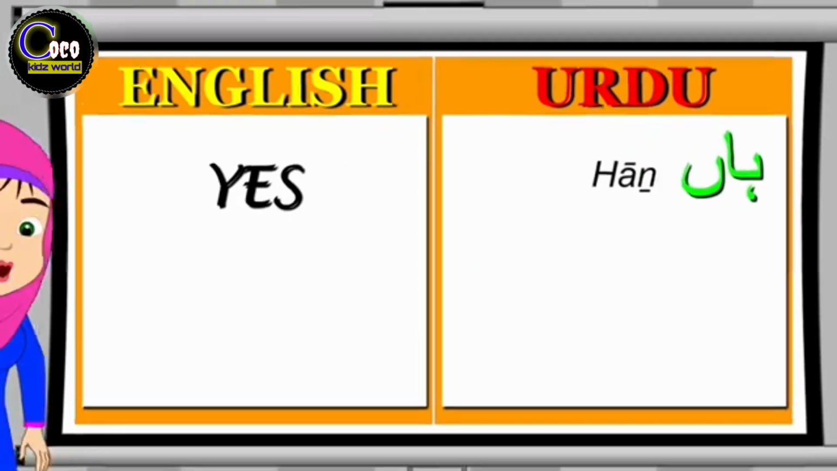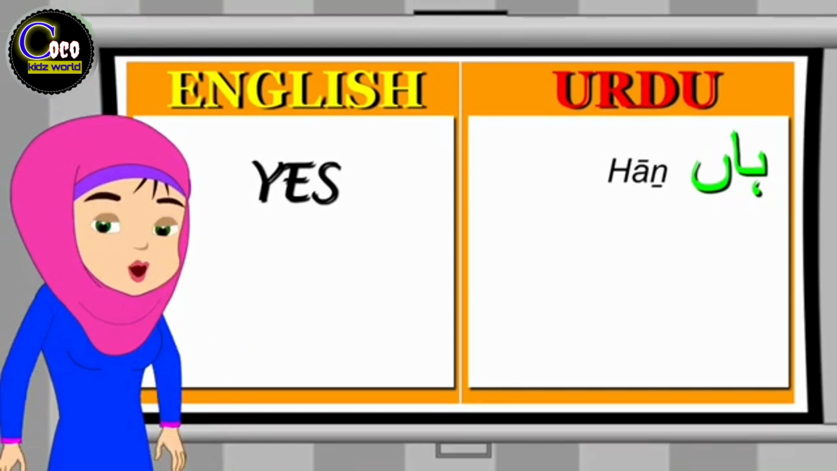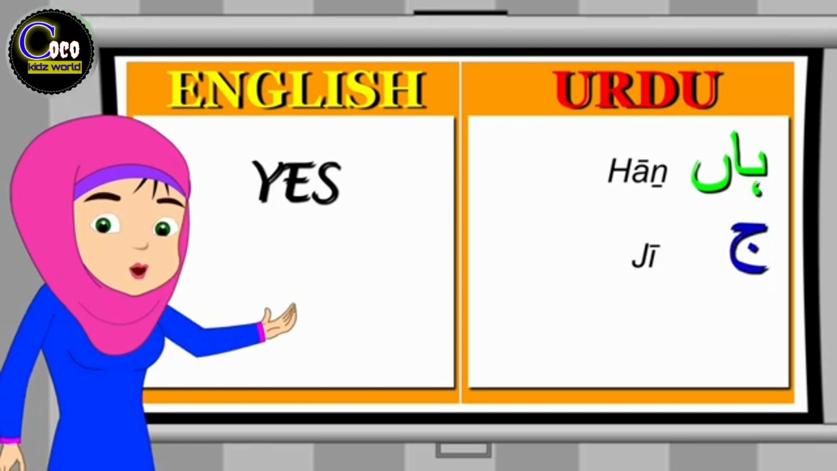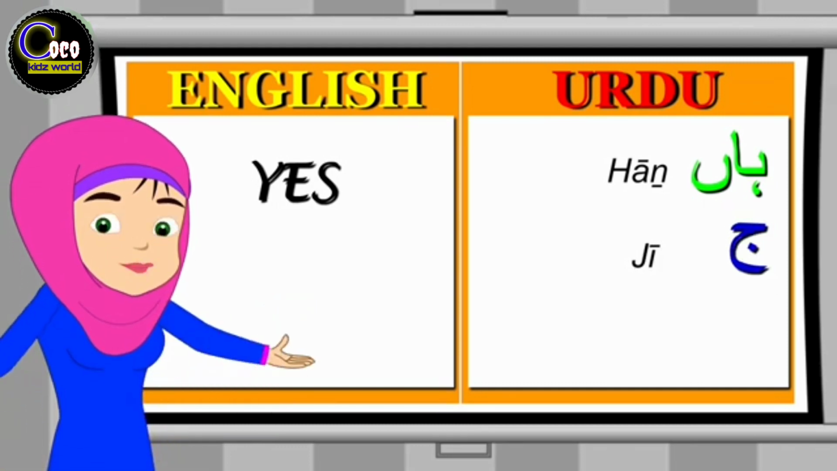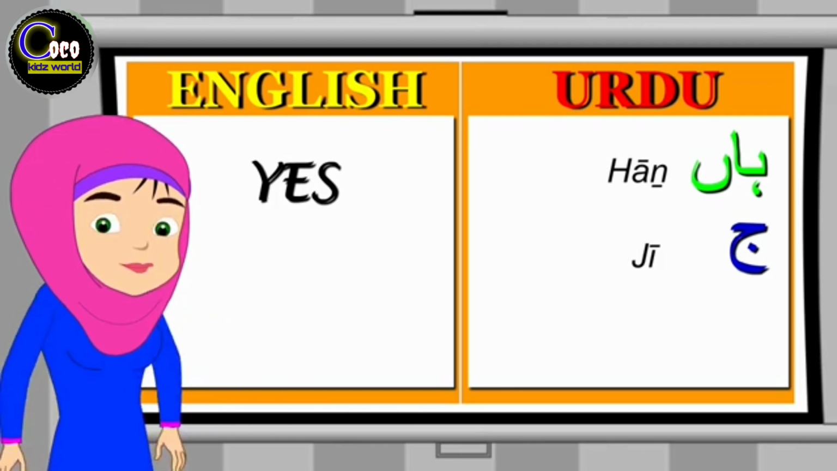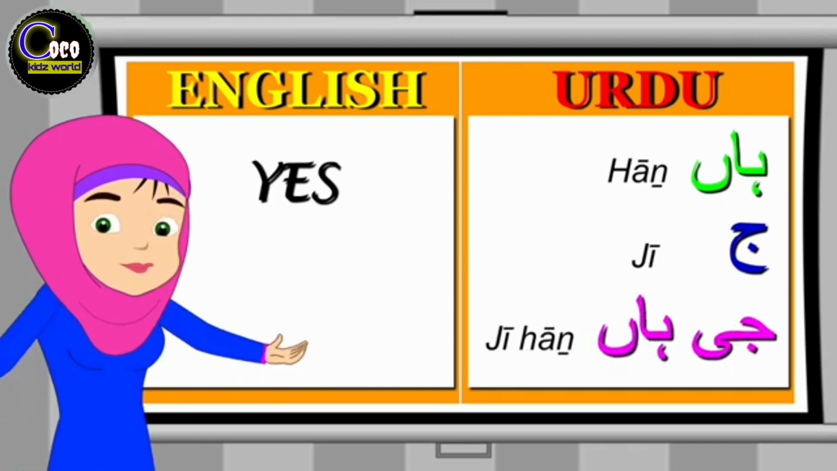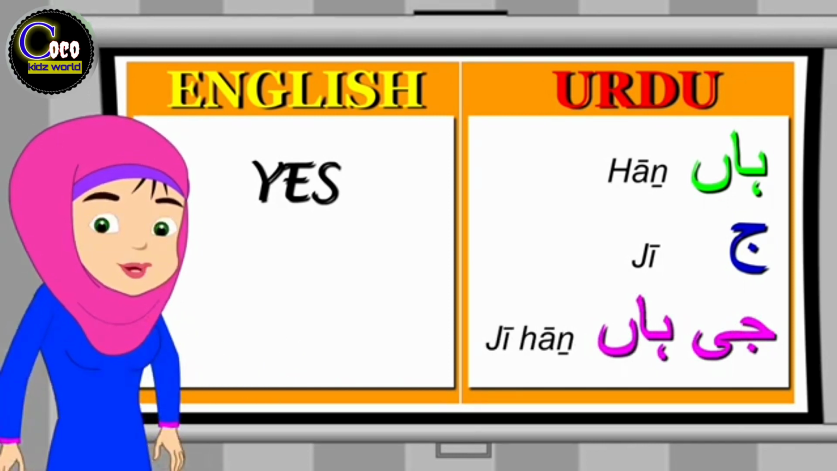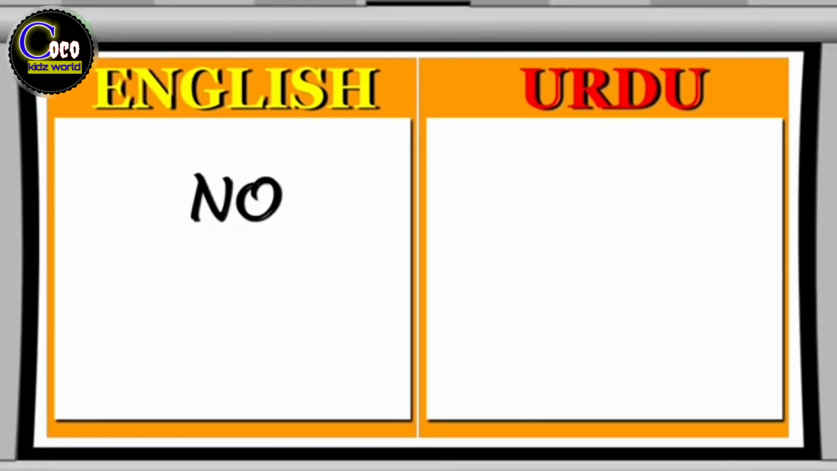Ha. This is a casual yes. Yes is also said as ji. Ji is a formal way of saying yes. Another translation of yes is ji haan. This is a confident, formal way of saying yes. Ji haan.